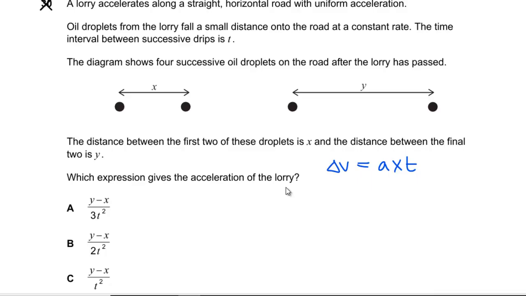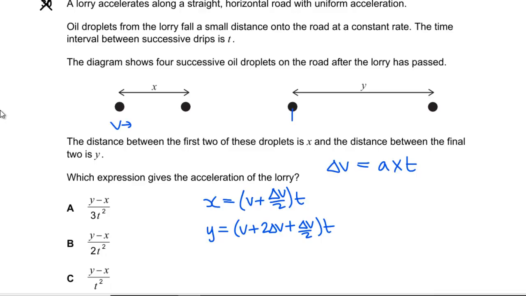So we're saying then that the distance x is our average velocity times the time. So let's say it started with v. So for x, we'd have v plus delta v over 2 times t. For y, we've got our v that we started with, but then we've done 2 delta v's to get to the start of y, and then we'll have another delta v over 2 multiplied by t.